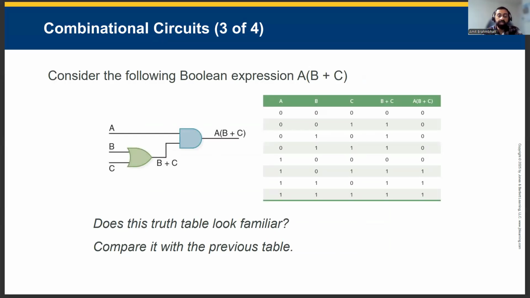Consider the expression A multiplied by the bracket B plus C. Its truth table matches the earlier circuit for AB plus AC. Whenever B plus C is 1, the output depends on A. When B and C are both 0, the whole expression is 0, no matter what A is. Seeing this correspondence in the table reinforces that algebra, diagrams, and tables all tell the same story.